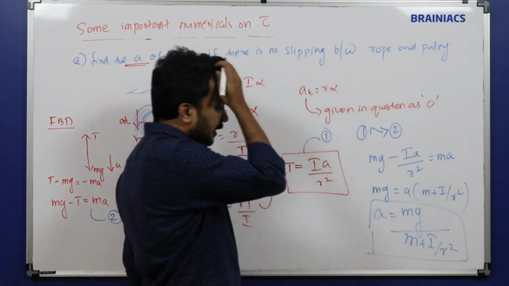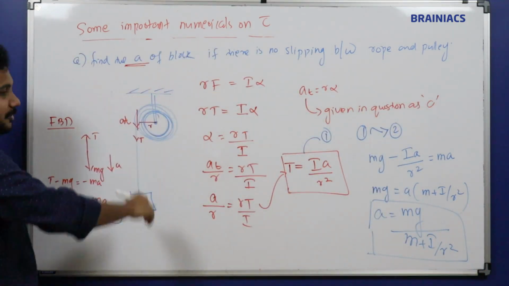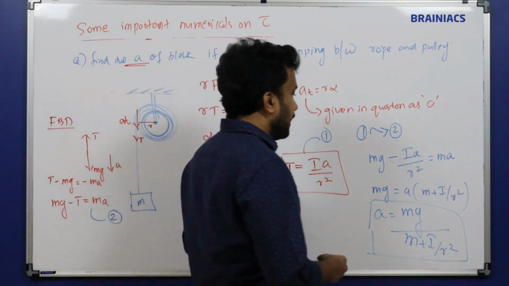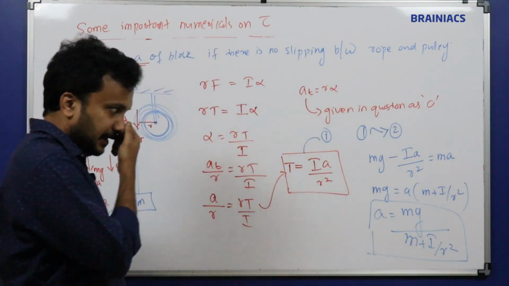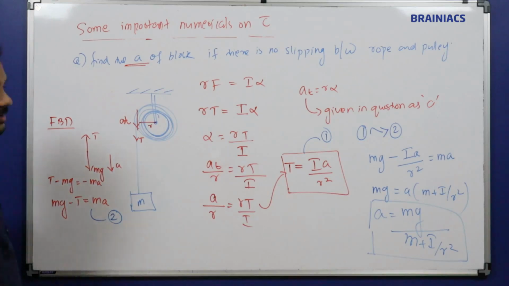In the pulley's case, normally this will be considered as a disk. We are assuming the pulley is a disk. So acceleration is equal to mg divided by (m plus I by R square).